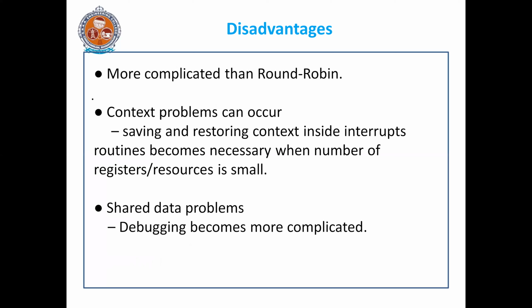And disadvantages: this is somewhat more complicated than round robin, because here we have also added the interrupts, the interrupt routines and the priorities. One more problem here is context problems. Saving and restoring the context inside the interrupt routines becomes necessary when the number of registers or resources is small.